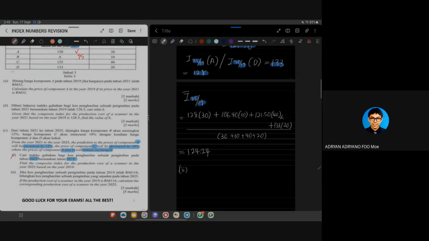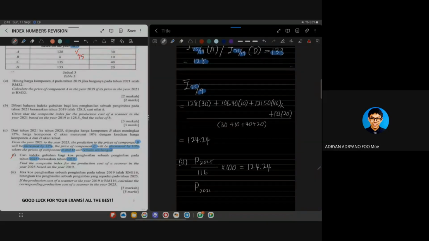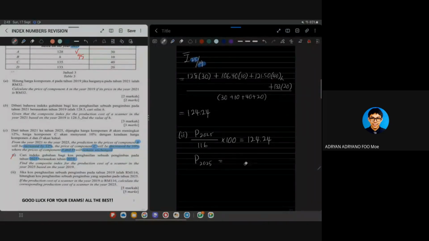Question 2, what do they want? They want, if the production cost of a scanner in 2019 is 116, calculate the cost in 2025. Oh, easy, because we already got the composite. So, Q 2025 over 116 times 100 equals 124.24. Okay, so price in 2025 is 124.24 divide 100 times 116. So we get 144.12.